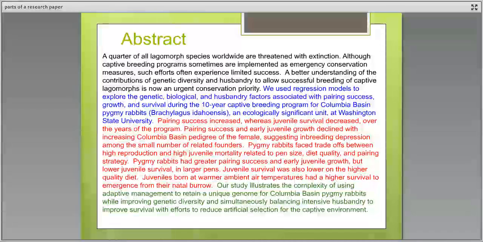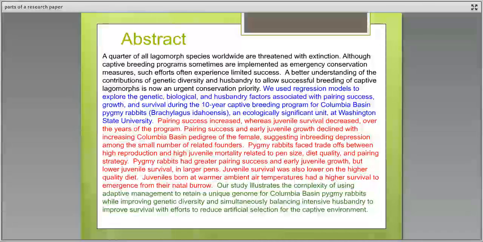In blue, this is our methods. It reads, we used regression models to explore the genetic, biological, and husbandry factors associated with pairing success, growth, and survival during the 10-year captive breeding program for Columbia Basin pygmy rabbits, Brachylagus idahoensis, an ecologically significant unit at Washington State University. So this methods section is very broad. Unlike your methods in your paper, it doesn't get detailed and specific. It's just a very broad overview saying we used regression models and what we were actually looking at: genetic, biological, and husbandry factors.